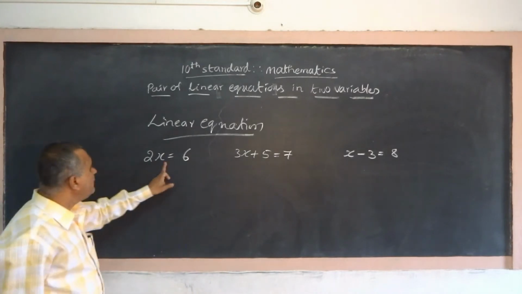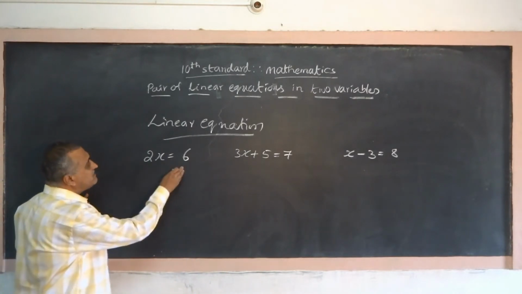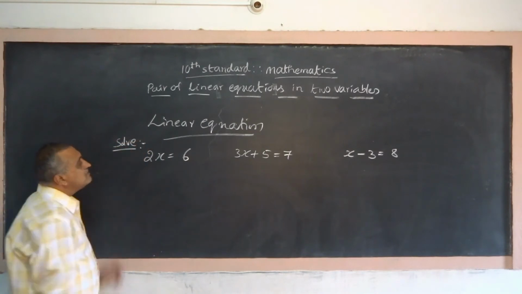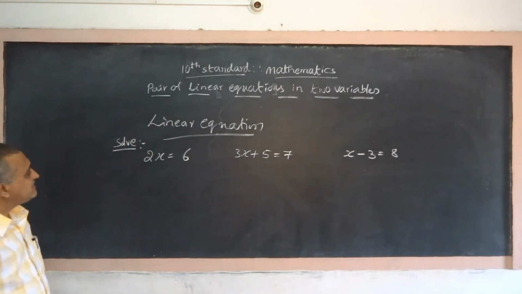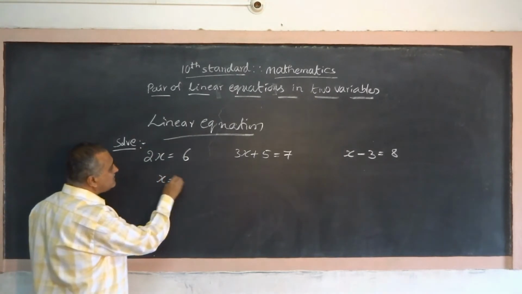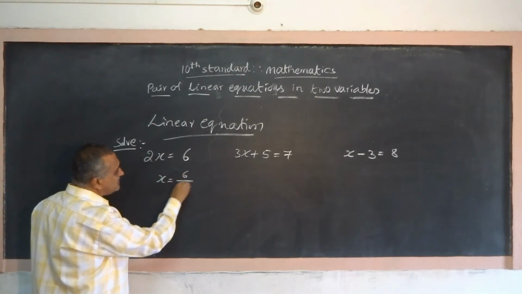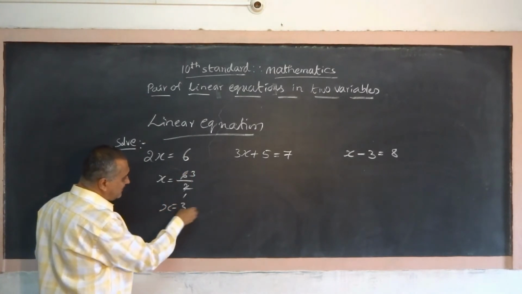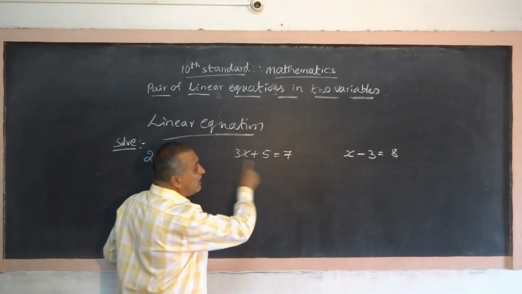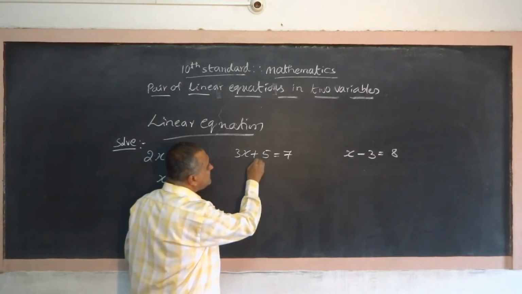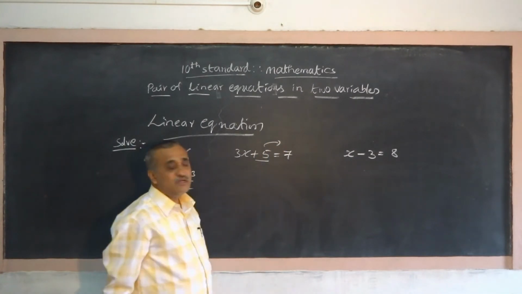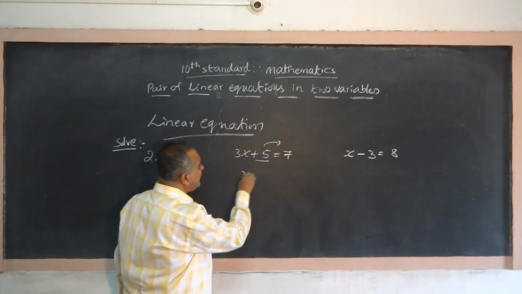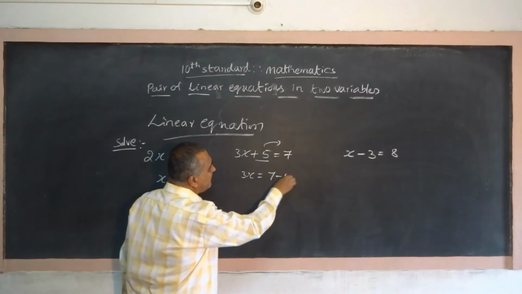Now you see 2x equals 6. How do you solve these linear equations? x equals, cross multiply, 6 by 2. 2 ones are 2, 2 threes are 6, x equals 3. Now how do you solve this one? First, let us transfer this from the left hand side to the right hand side. So 3x equals 7 minus 5.